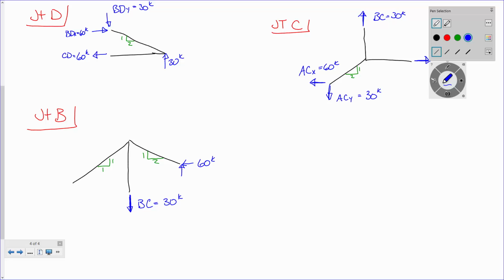All right, 60 to the left, and we have what's going up? 30. Okay. Am I missing anything on this joint? There we go. Exactly. Make sure you don't forget that. Okay. So far, so good. So that means I got to have something here and here. What do I have?